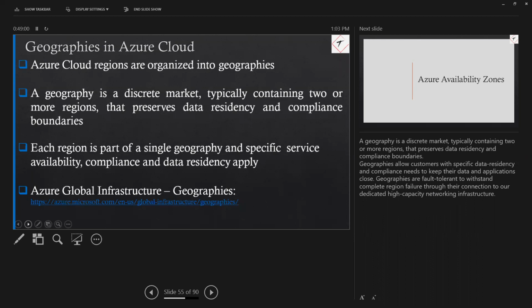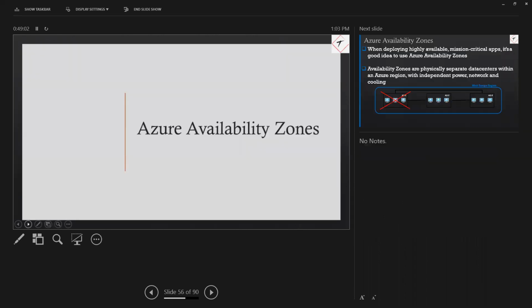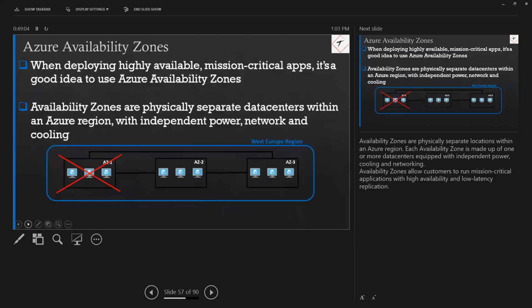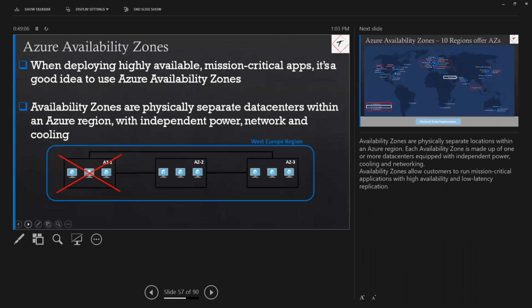So that is Azure geographies. What are availability zones? These are very critical. Availability zones are physically separated locations within an Azure region. Each availability zone is made up of one or more dedicated data centers equipped with independent power, cooling, and networking. Availability zones allow customers to run mission critical applications with high availability and low latency.